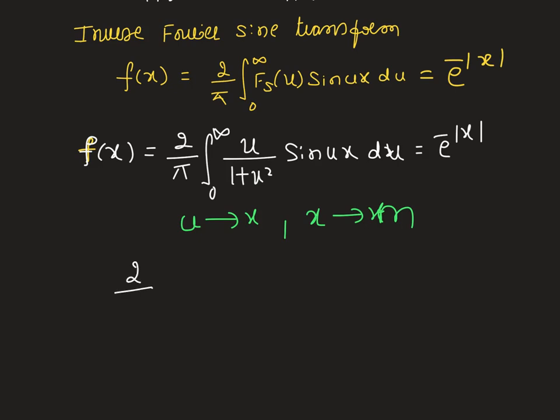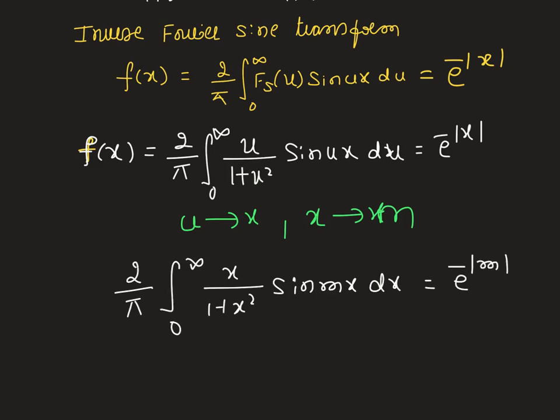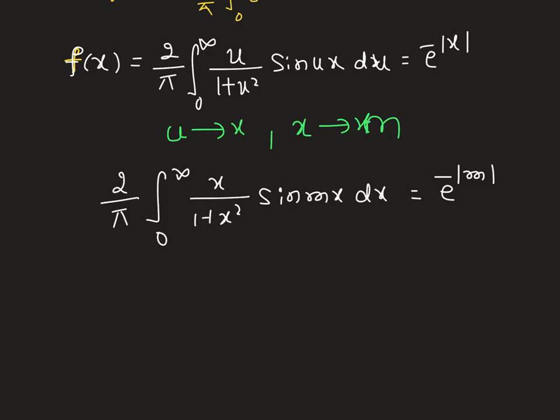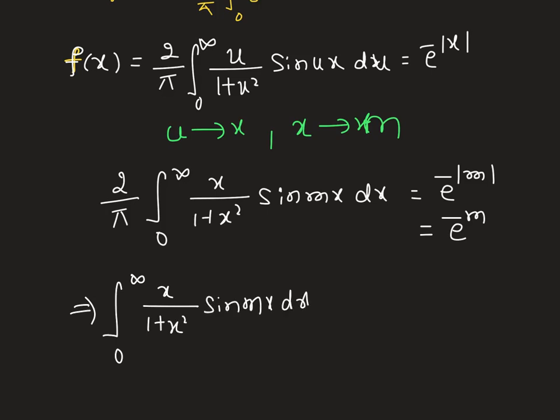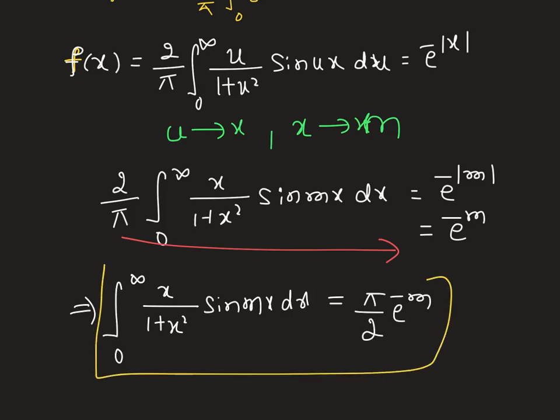Therefore we get 2 by pi integral 0 to infinity x divided by 1 plus x square sin mx dx, equal to e power minus mod m. Since m is greater than 0, this can be written as e power minus m. What they are asking is the integral 0 to infinity x divided by 1 plus x square sin mx dx. If you take cross multiplication, the result is pi by 2 e power minus m. So this is our required result finally.